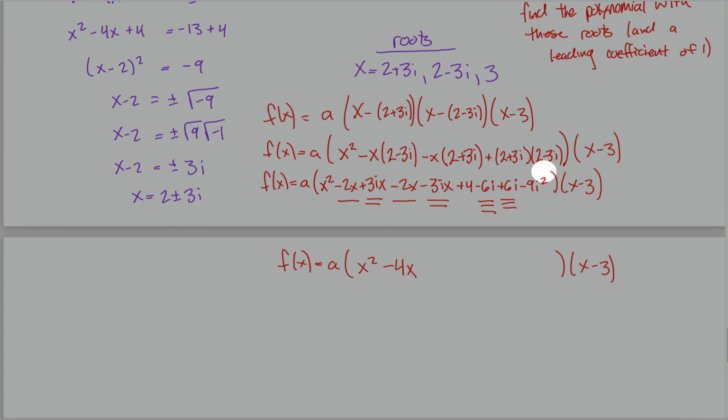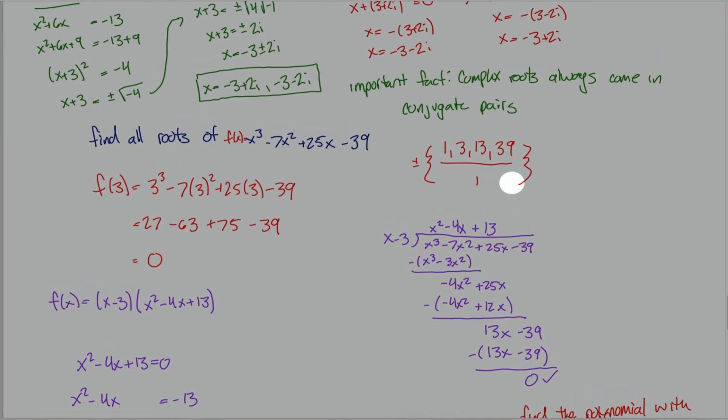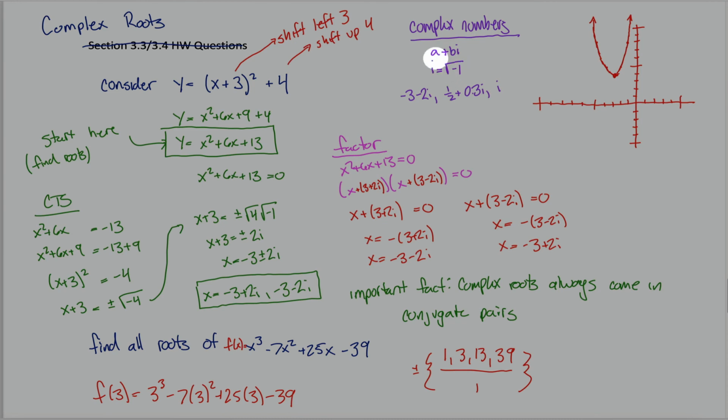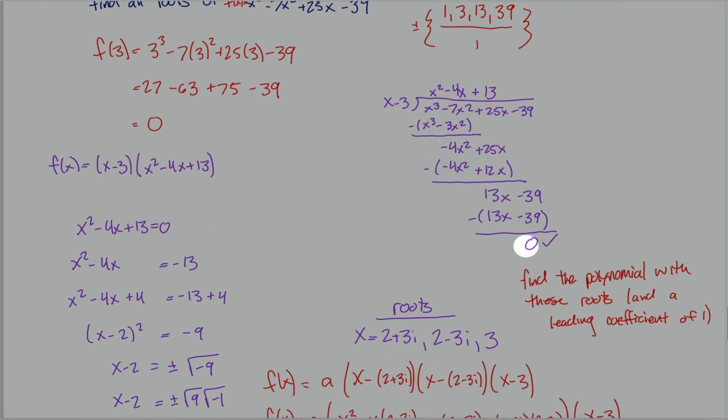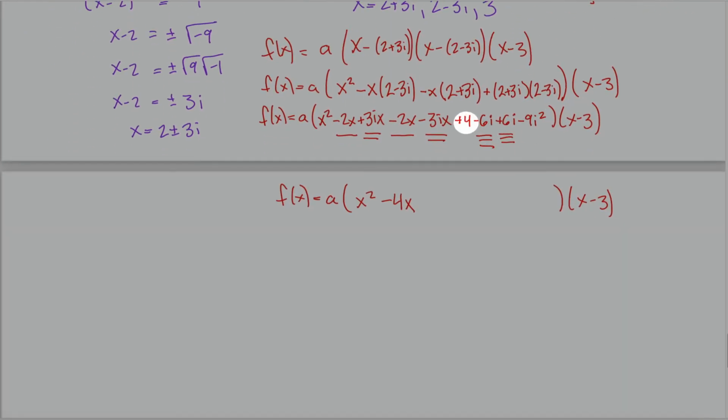But remember, negative 9i squared is the same as positive 9 because i squared is the same as negative 1, because i is the square root of negative 1. So if you square both sides, you get that i squared equals negative 1. What that means is when I'm trying to find the sum of 4 and negative 9i squared, I'm really just trying to find the sum of 4 and positive 9, which is just the number 13. What I'm saying is my polynomial all of a sudden can be written without any complex numbers at all. x squared minus 4x plus 13 times x minus 3.